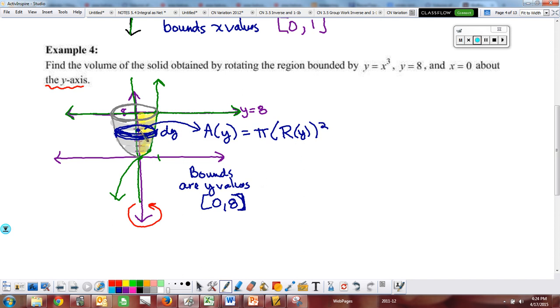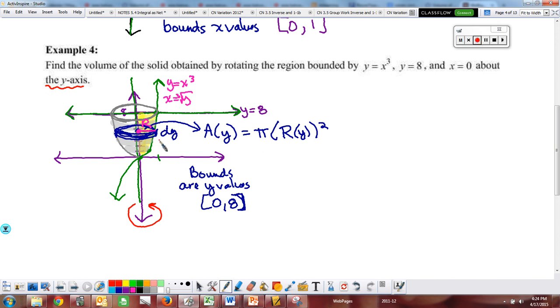Our function of y, now I draw it in, remember, draw it in the region that was shaded originally. Here's my r that we're taking a look at. How do I find this r? Well, that r is exactly the x of this. But remember, I only know this as y equals x cubed. I really need it as x equals the cube root of y. Change your perspective.